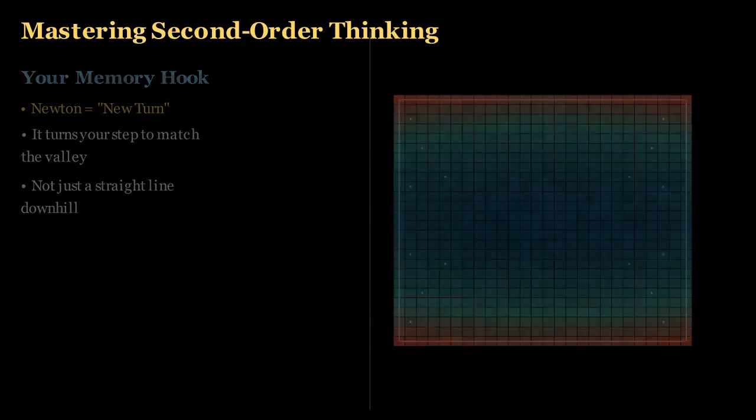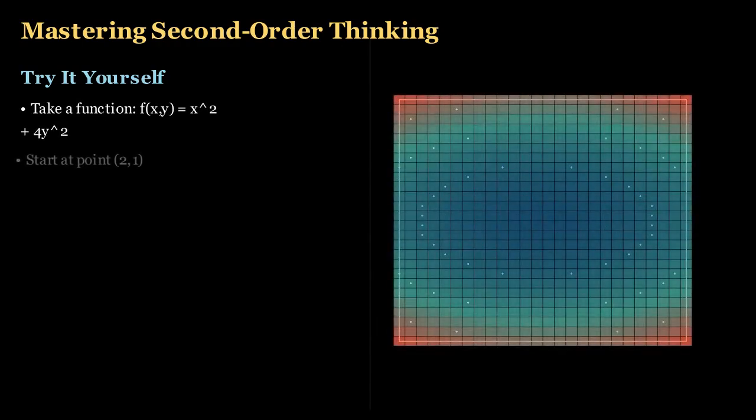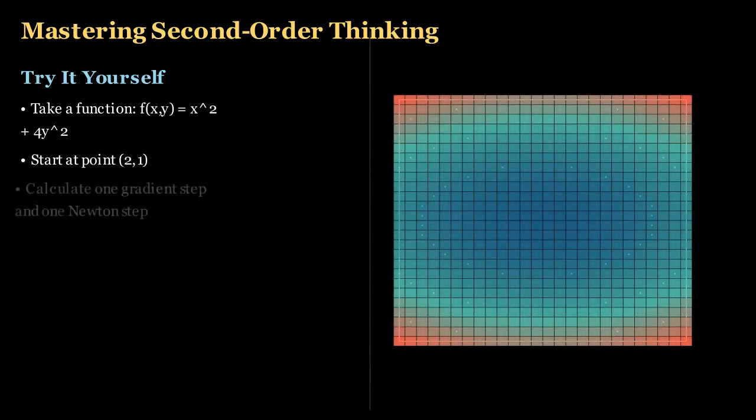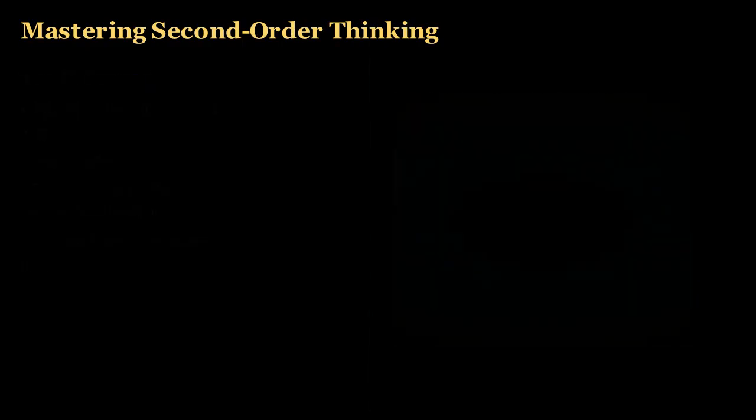To lock this in, think of Newton's method as a new turn. A first-order step runs straight downhill. A second-order step turns to follow the valley's curve, aiming directly for the bottom. Now, prove it to yourself. Take this simple valley function.